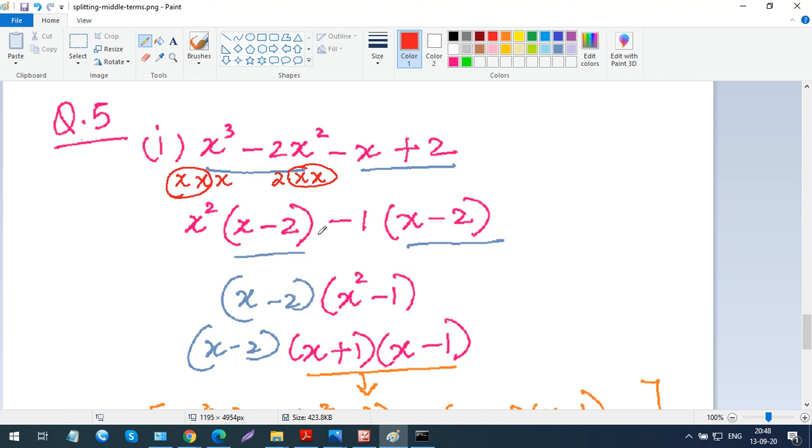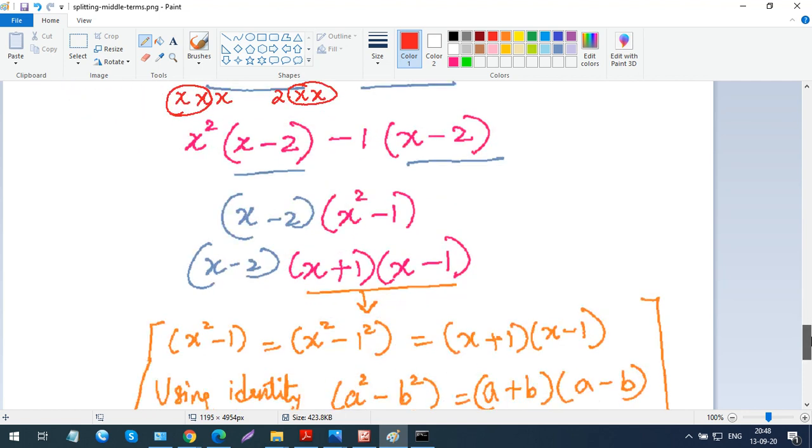So now you see x minus 2 and x minus 2 are same. So you can write this x minus 2 once, that is the blue underlined one. And whatever you are left out with, x square minus 1 once. So now if you look at it carefully, here again you are getting x square minus 1.